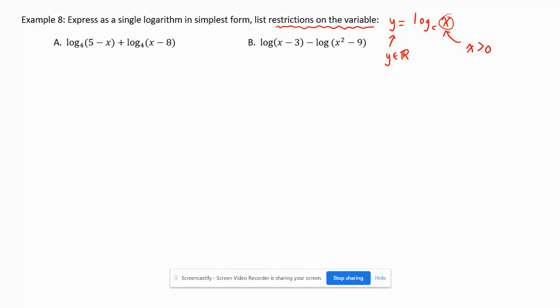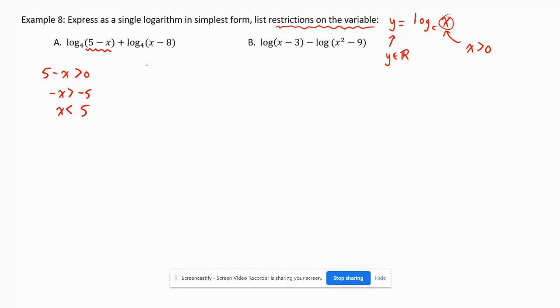So for this one, it's telling you that this part, my argument, 5 minus x has to be greater than 0. That means negative x is greater than negative 5. That means x has to be less than 5. So when you divide both sides by negative 1, we have to flip the greater than sign to a less than sign. So x is less than 5.